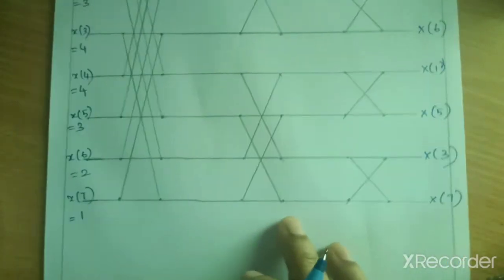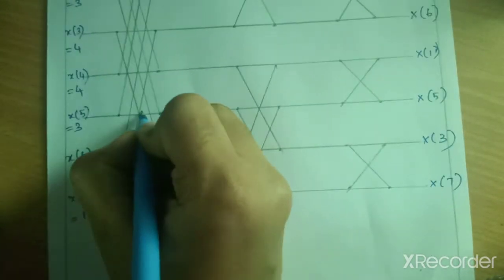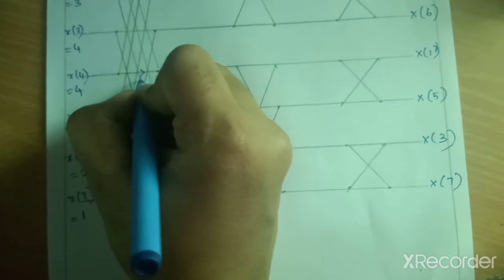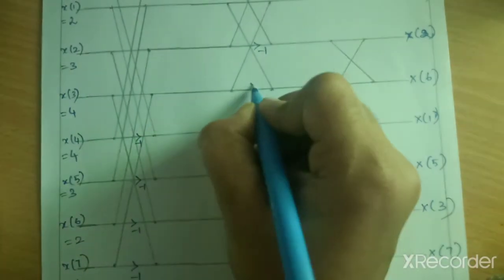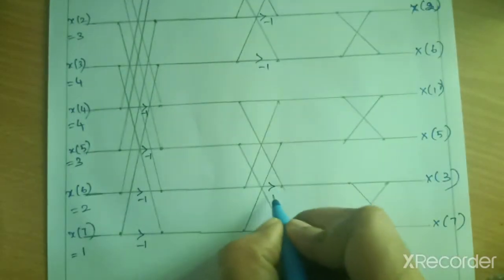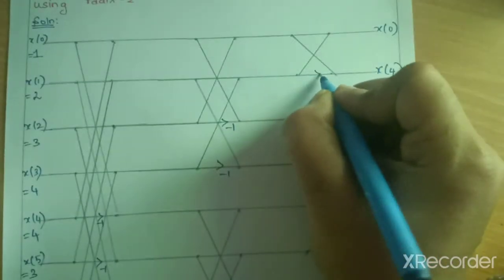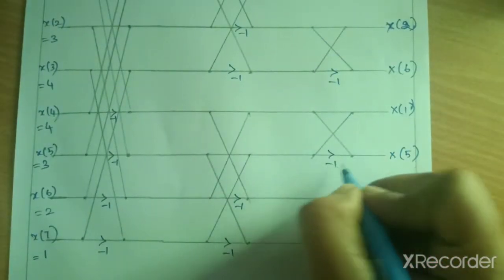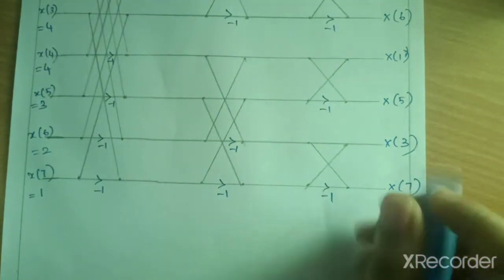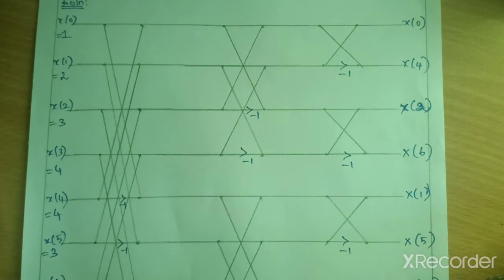Next you have to put minus 1 in the last 4 lines. And in the second stage you have to put minus 1 in the last 2 lines. So here also we have the last 2 lines. So in the third stage you have to put minus 1 in every even line. So like this you have to put the minus symbols.